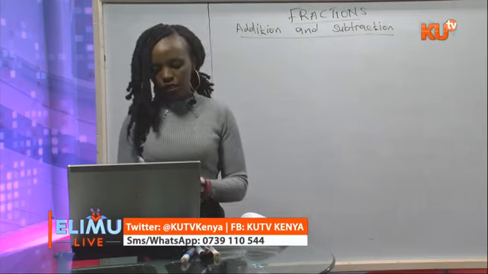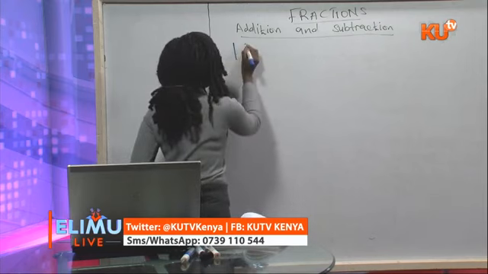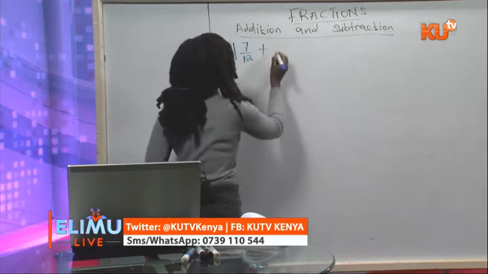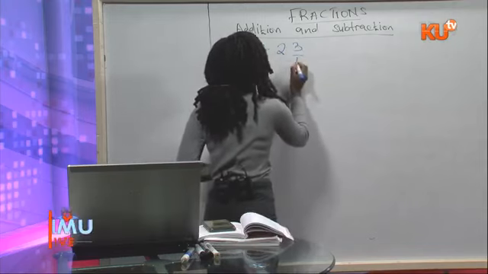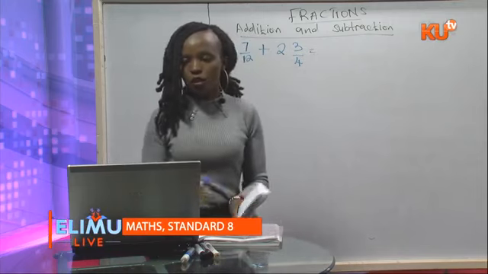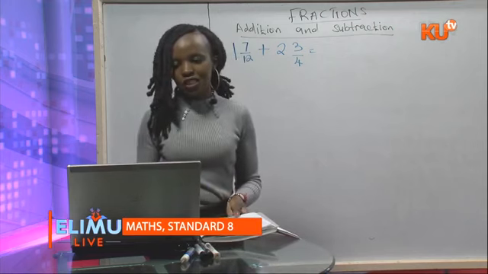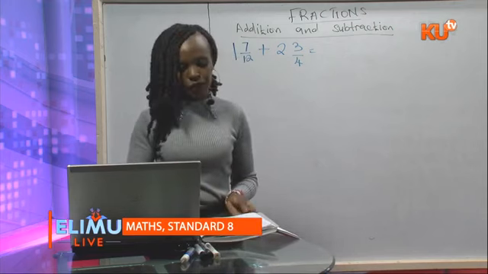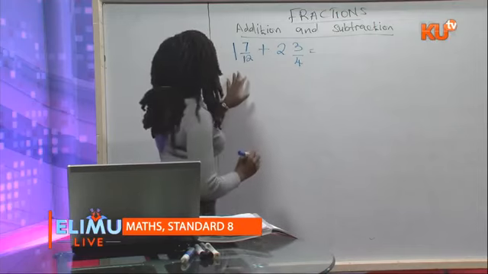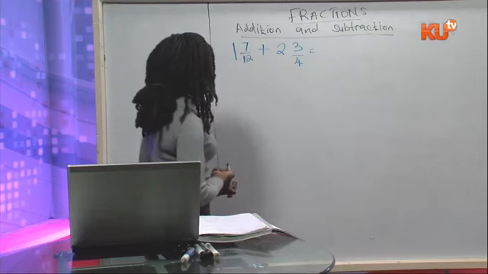Our example 1, 7/12 plus 2 3/4. So we have that as our example, 7/12 plus 2 3/4. So the first thing before you add is to change the mixed fractions to improper fractions.